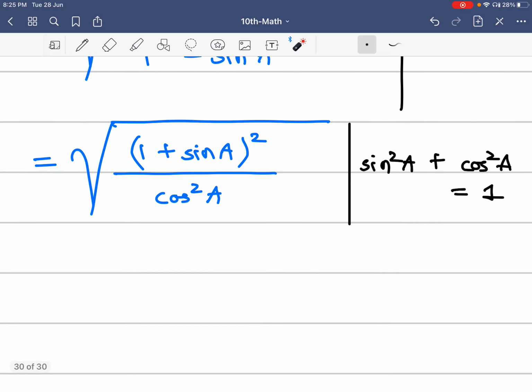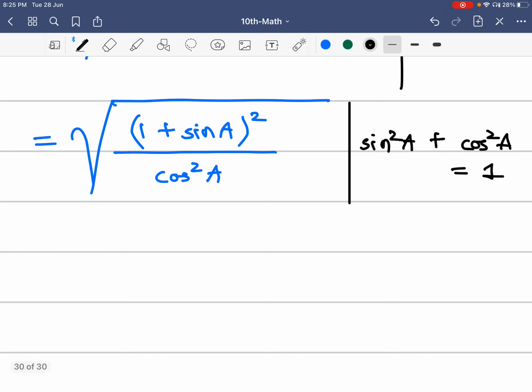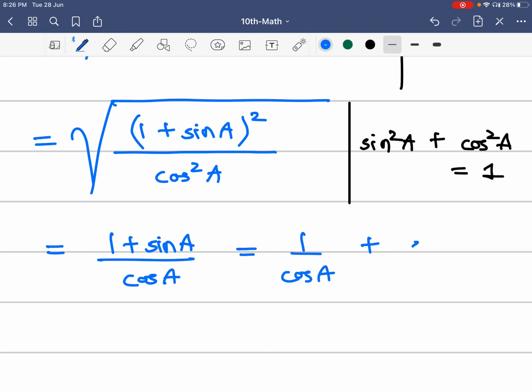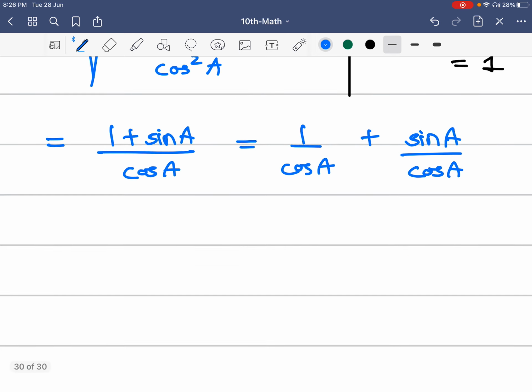Okay, so thus we have a square term in the numerator and a square term in the denominator. So now this square root can be removed. So that is going to be equal to (1 plus sine a) the whole divided by cos a. And now that can be written as 1 upon cos a plus sine a upon cos a. And that is equal to, what is 1 upon cos a? That is equal to sec a, and sine a upon cos a is equal to tan a. And this is exactly what is on the right hand side of the equation.